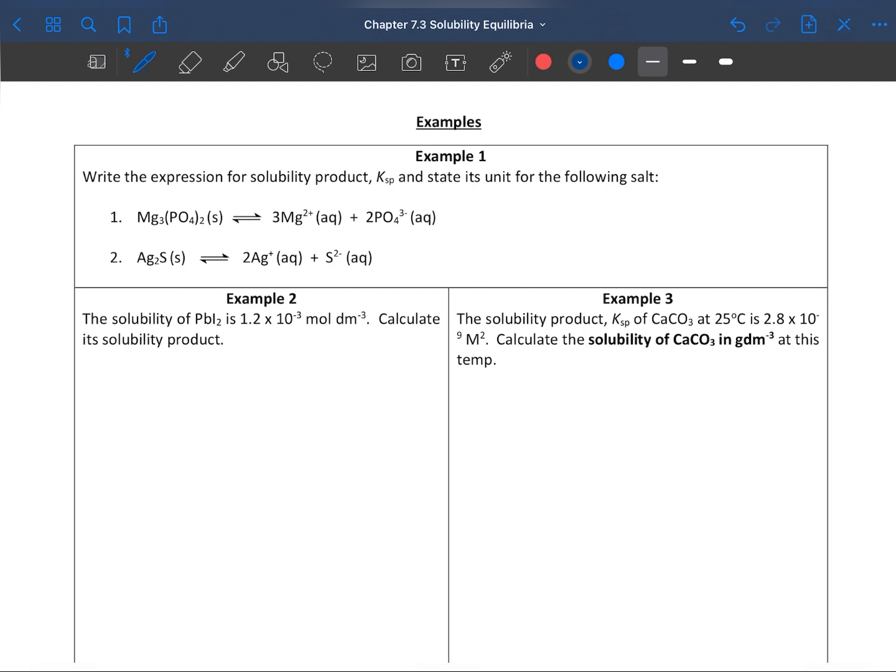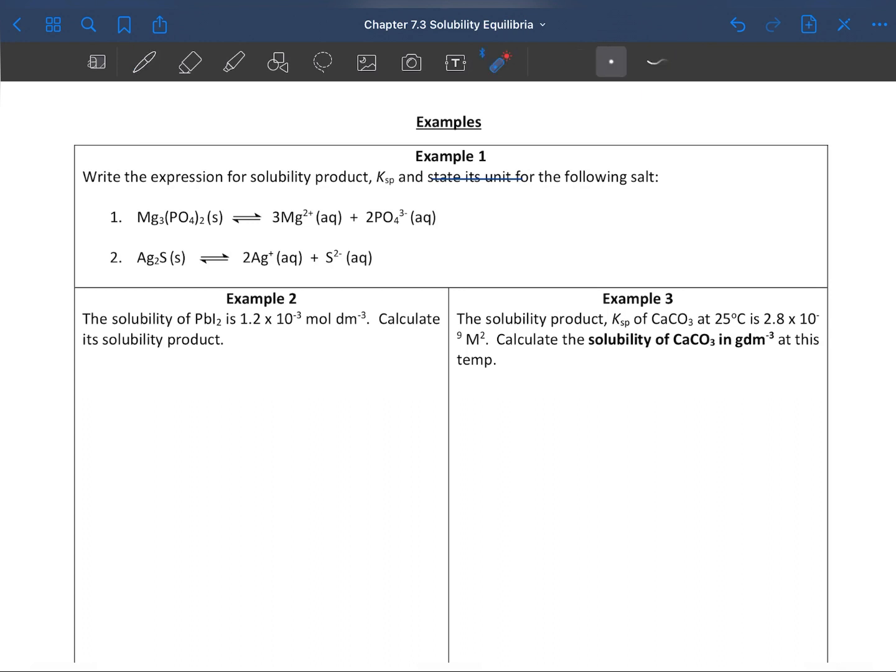Okay, for example 1, write the expression for solubility product KSP and state its unit. Okay, so please erase this part. State its unit ni, macam saya cakap before this lah, KA, KB, KC, KP semua tu pun ada unit sebenarnya. Tapi unit dia berubah untuk setiap kali reaction yang lain. So, for your syllabus, kita keluarkanlah unit tu from kamu punya syllabus. Okay, so you don't have to write unit for KSP. Alright, so kita tulis je lah equation dia.